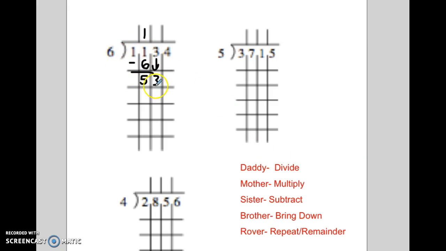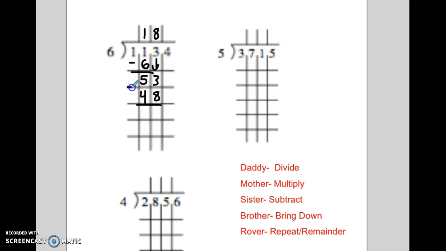So how many times does 6 go into 53? All right, and I know that 6 goes into 53 8 times. And this is when knowing your multiplication facts really helps a lot. 6 times 8 is 48, right up here. And then I did my divide, I did my multiply for sister, mother, and now I'm on to subtract.